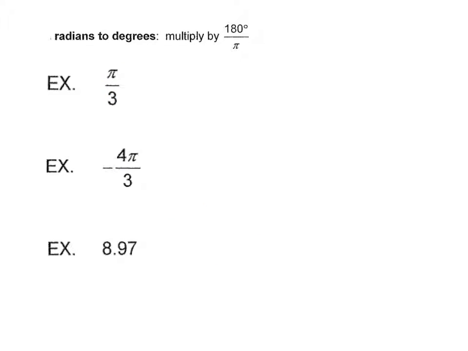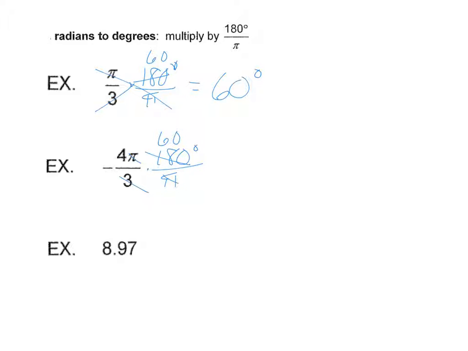Now going the other way around, to convert from radians to degrees, you just flip the fraction, multiply by 180 degrees over pi. So I'm converting pi over 3, multiply by 180 degrees over pi. The pi's would cancel, and 3 would cancel into 180 60 times, so I'm left with 60 degrees. Negative 4 pi over 3 times 180 degrees over pi. The pi's would cancel. 3 goes into 180 60 times, so we're multiplying negative 4 times 60, negative 240 degrees.